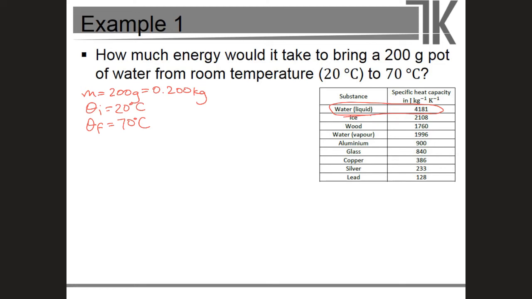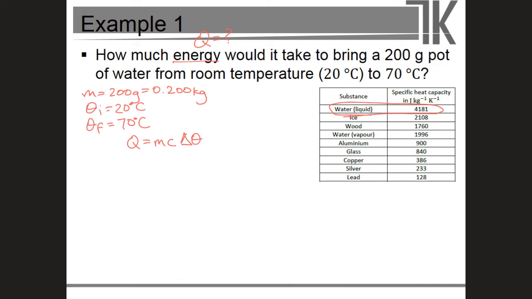So from here, we can use our specific heat capacity equation, Q = mcΔθ. And they are asking us for how much energy, so they are asking what is Q. So our equation's already rearranged. Perfect. We can just plug our numbers in. But hold up, not so quick. We don't actually have Δθ right now.